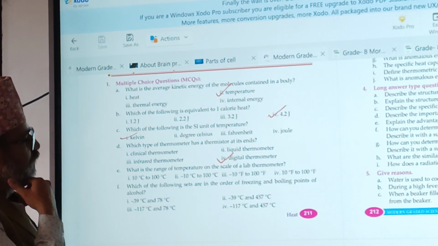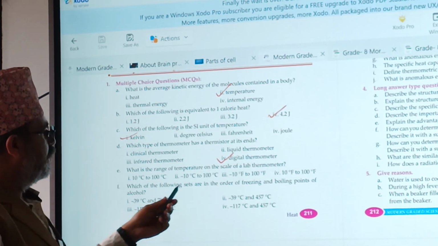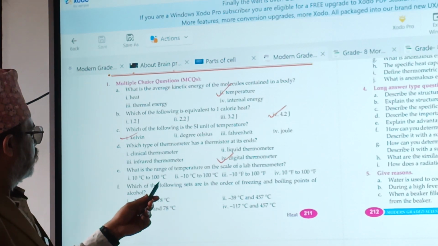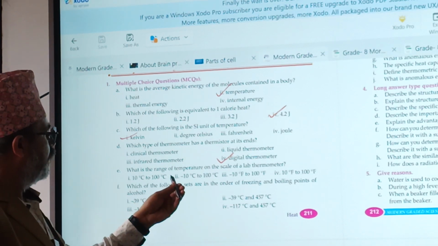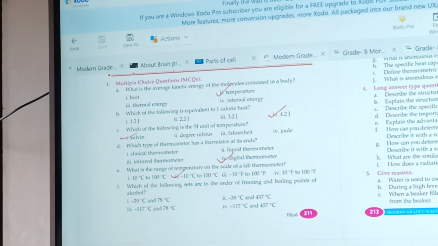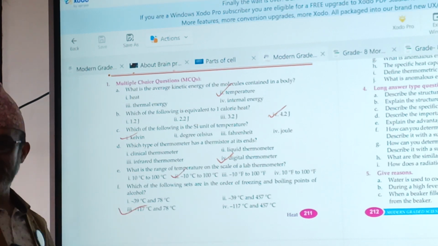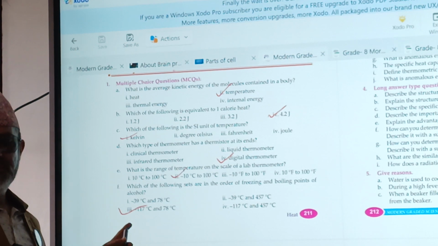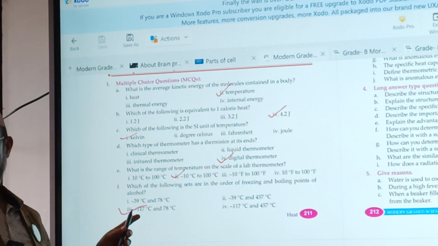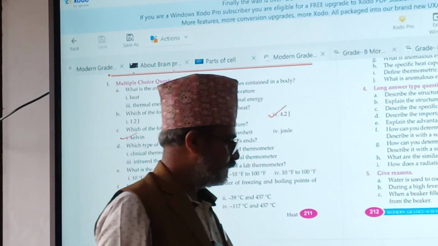Number E. What is the range of temperature on the scale of a lab thermometer? Minus 10 to? There are four options given. So, minus 10 to 100. Number F. Which of the following sets are in the order of freezing and boiling points of alcohol? Freezing and boiling, which one is correct? Minus 117 and 78. I think this is right. Please confirm. Is it okay? Done? Yes.